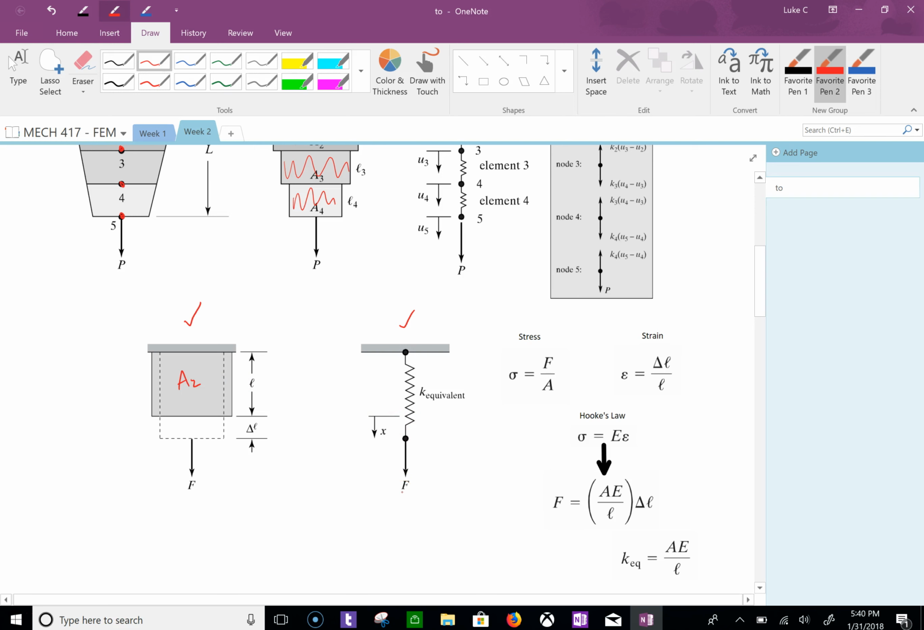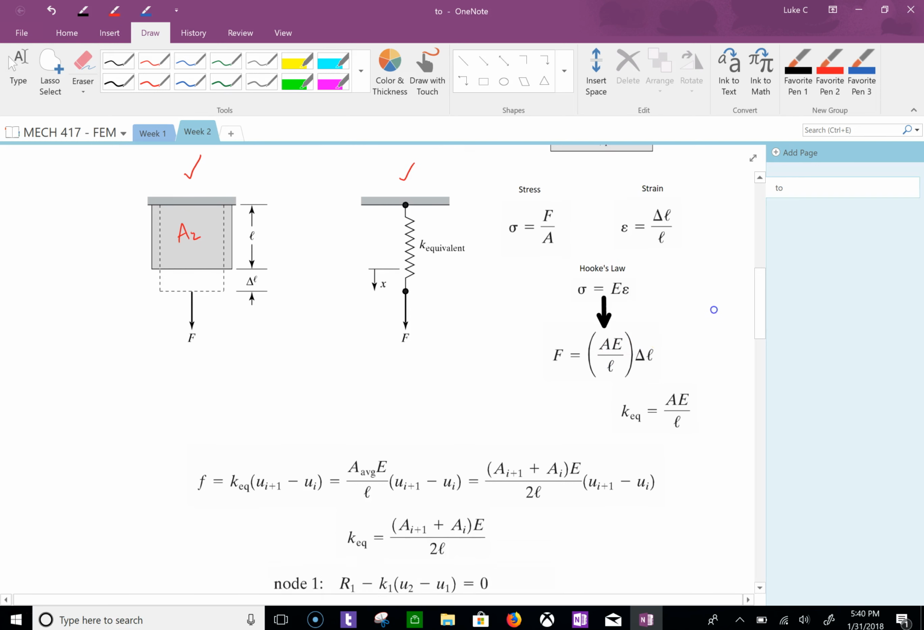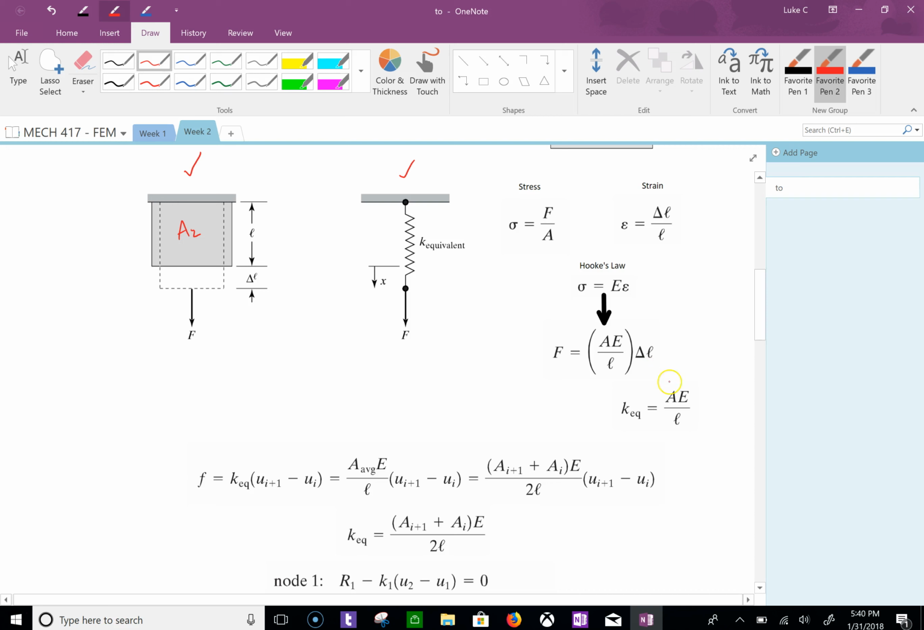And we're applying a force. Some of the equations that we need to use, or you could find, are stress, strain, and Hooke's law. We combine these equations and we can get the force F = AE over L times delta L, where K_EQ, your equivalent stiffness, is AE over L for this particular structure. So here the force in each element is your equivalent stiffness for that element times delta L, which is U(i+1) minus U(i).